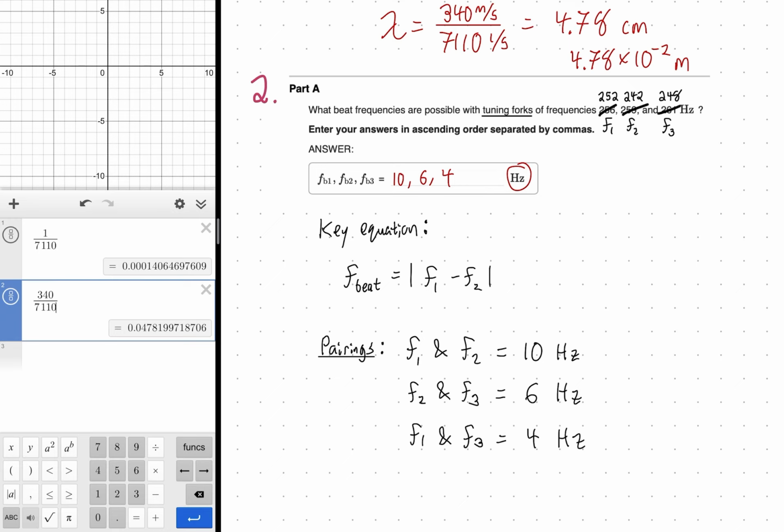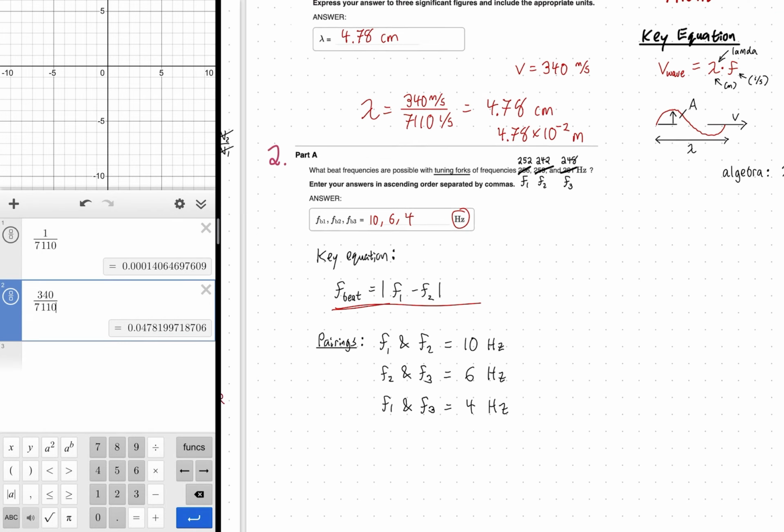That's the conclusion of the second problem, all about using the key equation, the beat equation, as the absolute value of the difference between two frequencies, just any input frequency. Here we saw a case where we're combining them in different ways, pairing them up.